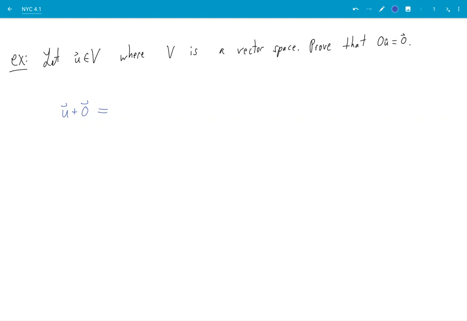Okay, I should underline that this 0 here and this 0 here are quite different, right? Here we're referring to the 0 vector as described in the vector space definition. And here we're talking about the real number 0. Okay, back to my calculation. u plus 0. Why am I starting here?